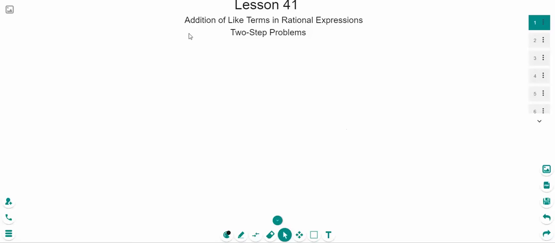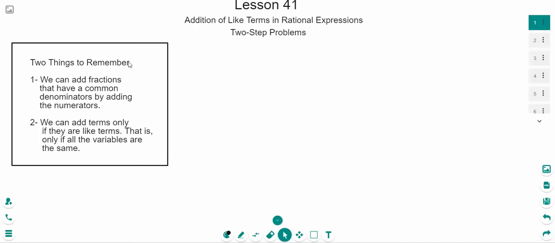So today we'll be talking about addition of like terms in rational expressions. Remember, rational just means fraction, so in fraction expressions. And then we have two-step problems. So before we get started, let's just remind you of a couple of things. Two things, really, that we'll be focusing in on today's lesson.